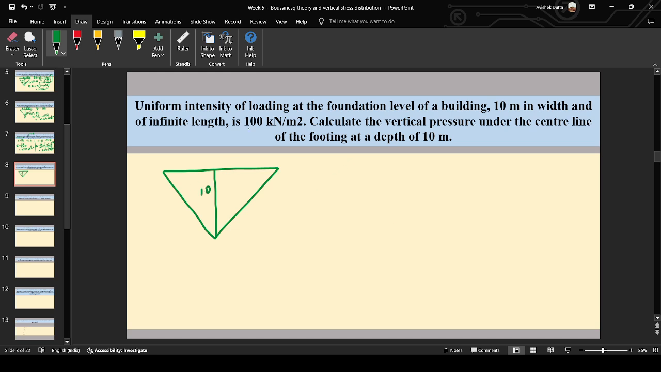This is the value of q, and then 10 meter in width, so half is 5 meter, this is 5 meter. Now using simple trigonometry you can find out that this angle is almost equal to 26.57 degree.